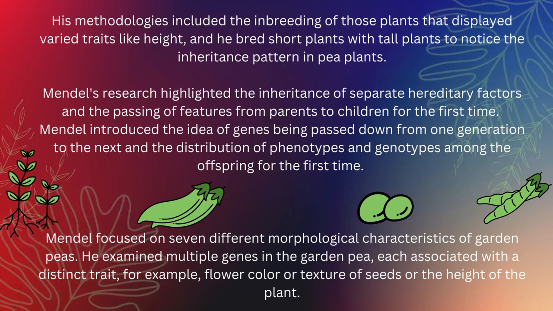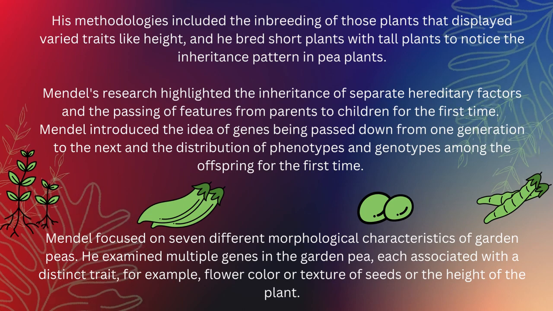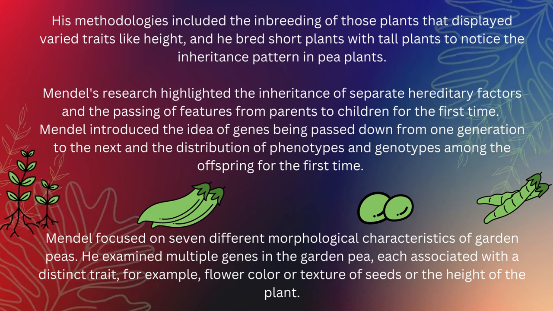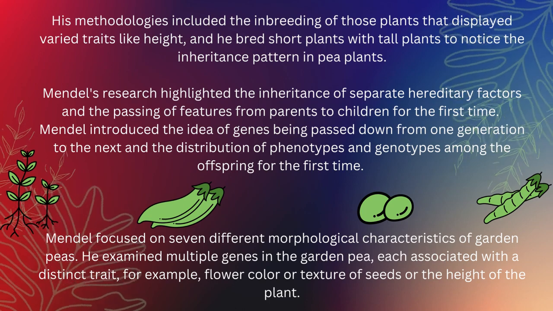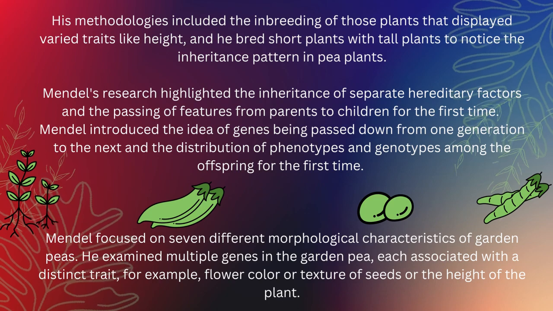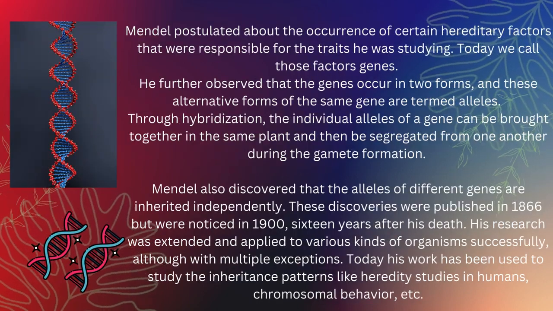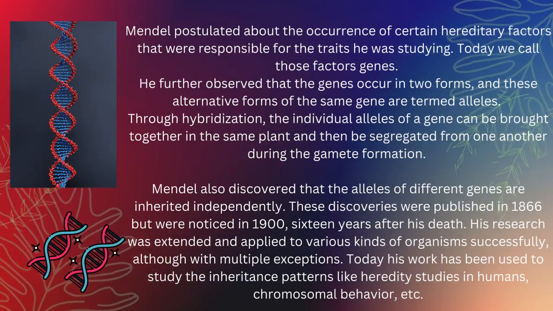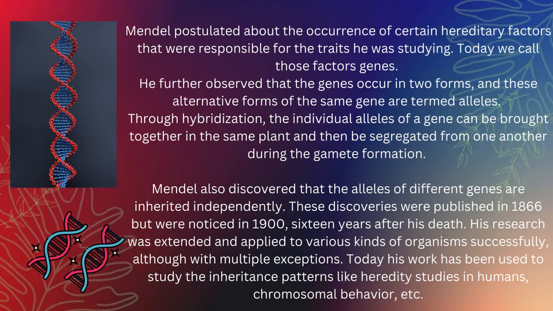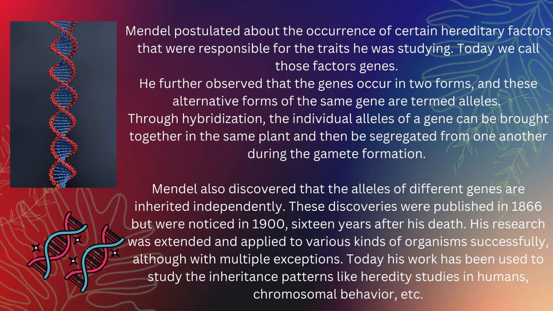Mendel also focused on 7 different morphological characteristics of garden peas. He examined multiple genes in the garden pea, each associated with a distinct trait, for example, the flower color or the texture of seeds or the height of the plant. Mendel postulated about the occurrence of certain heredity factors that were responsible for the traits he was studying. Today, we call those factors genes.